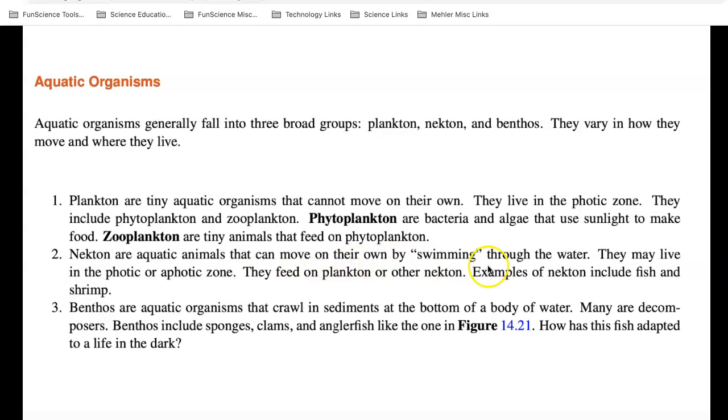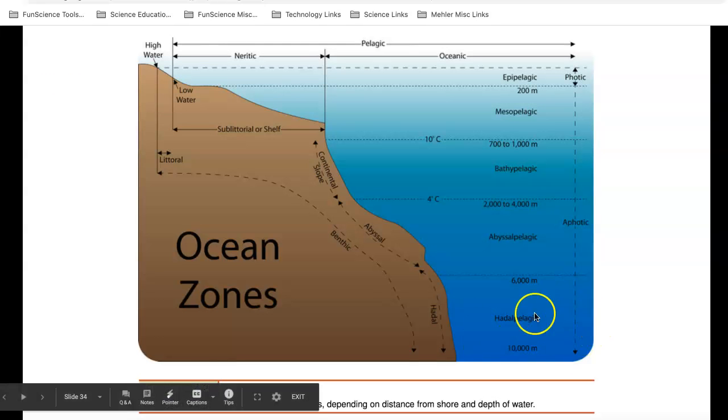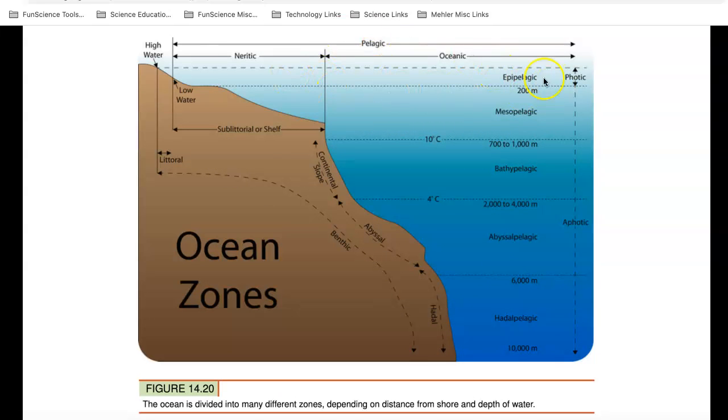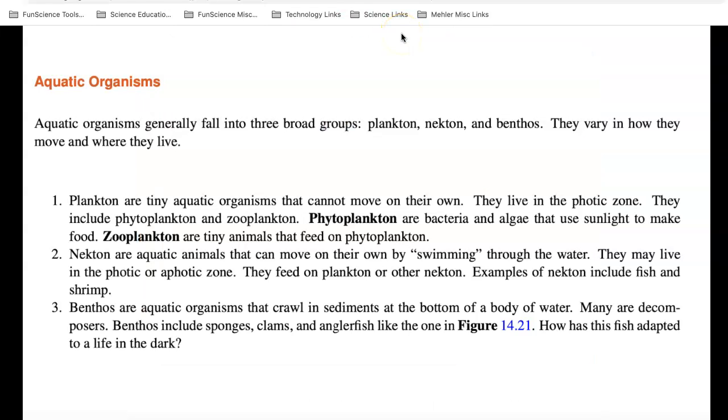Nekton are aquatic animals that can move on their own through the water, and they can be in the photic or the aphotic zone, and they feed on plankton and other nekton. And benthos are the aquatic organisms that crawl in the sediments of the bottom of the water. Let's just go back. So the benthic is down here, okay? And the other organisms are up here. So make sure you know those three types. The plankton, the phytoplankton and zooplankton, the nekton, the ones that move on their own, and the benthos that live at the bottom.